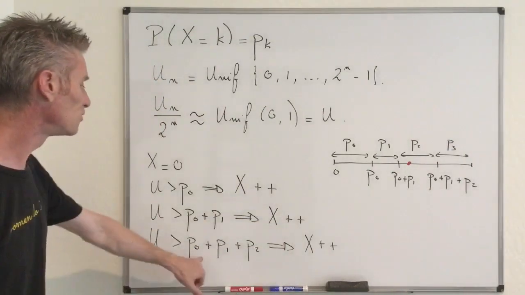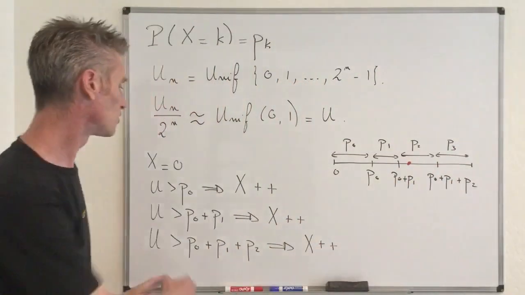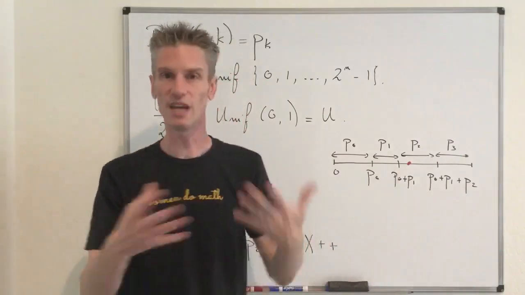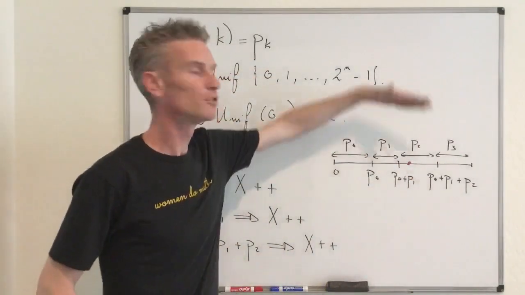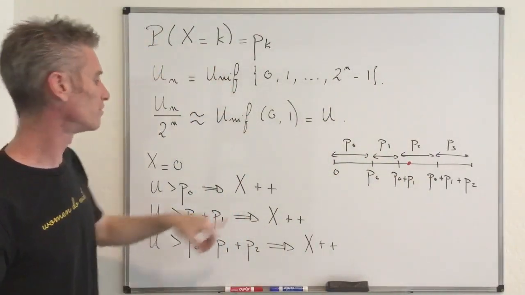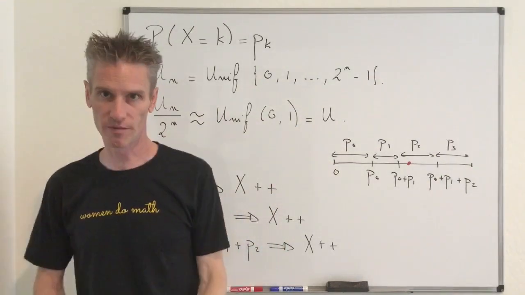Is it true that u is larger than the sum of 3 here? No, it's not true. So we don't do that. We stop at x equals 2. Indeed, we have the result we want. Okay, so that's the trick to generate a discrete random variable from a uniform random variable.